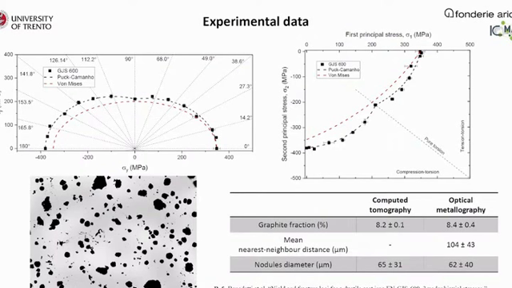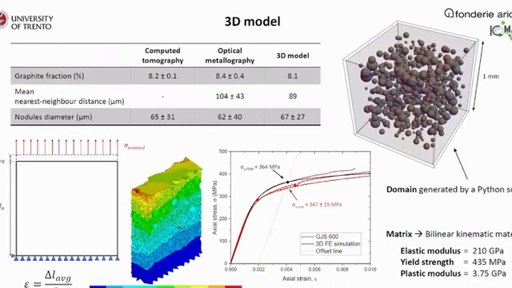So first of all, we generated a three-dimensional model by means of a Python script according to the experimentally collected data, which are the graphite fraction, mean nearest neighbor distance, and the graphite nodules diameter. These data were collected by computed tomography scans and classical optical metallography.